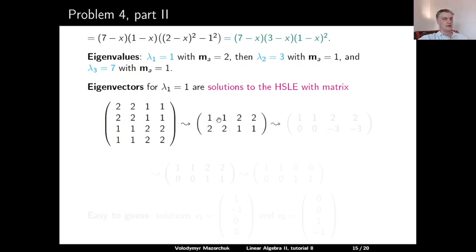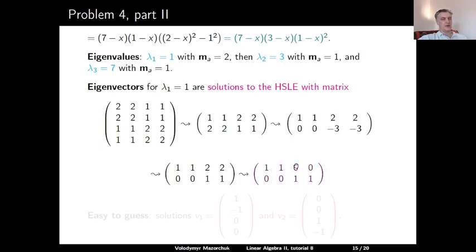So now we multiply the first row by minus 2 and add to the second row. We get 1, 1, 2, 2, 0, 0, minus 3, minus 3. So now we can divide the second row by minus 3, so it becomes 0, 0, 1, 1. And now we multiply it by minus 2 and add to the first row. And we get the matrix 1, 1, 0, 0, 0, 0, 1, 1.